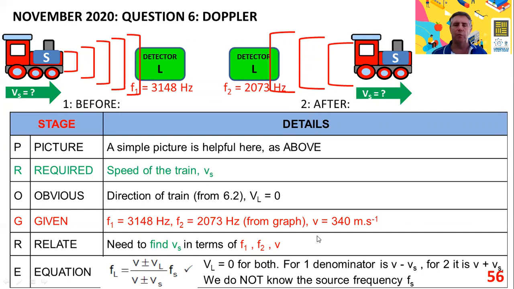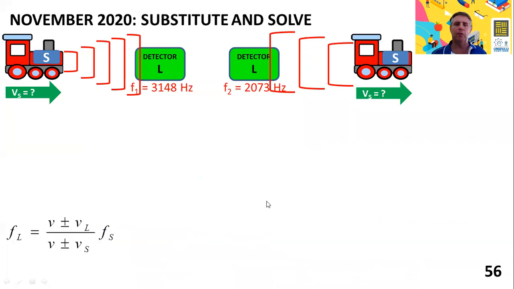The problem is that we don't know the source frequency, but we do know when we use this equation that VL will be 0. And for position 1, the bottom is going to say V minus Vs. And for position 2, it will be V plus Vs. Let's look at the situation. It will be much easier to do it before and after separately.